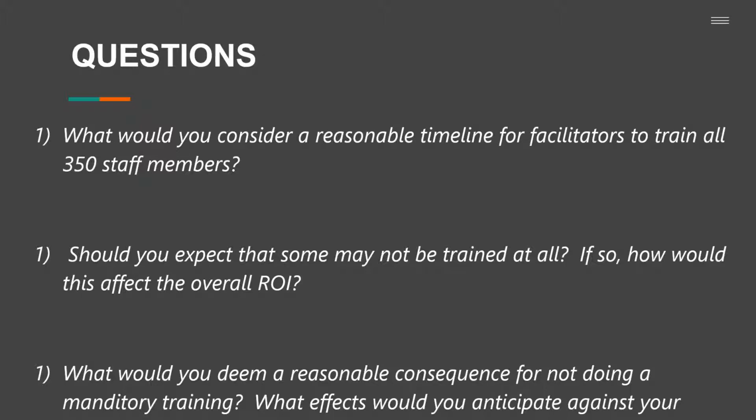If there was a catastrophe, would this actually affect the business and affect people? And what would you deem a reasonable consequence for not doing a mandatory training? So again, if you have to make sure that this is a mandatory training, how would you reinforce it? And what would you anticipate the effect would be if this was a negative impact on the business?